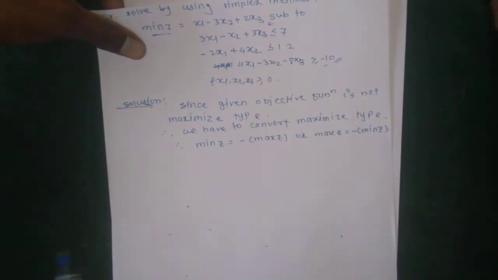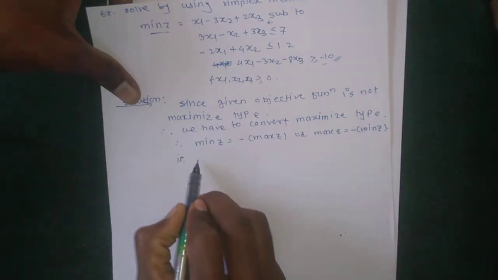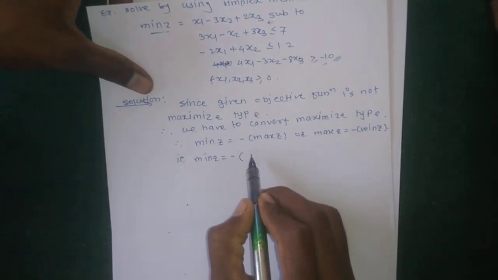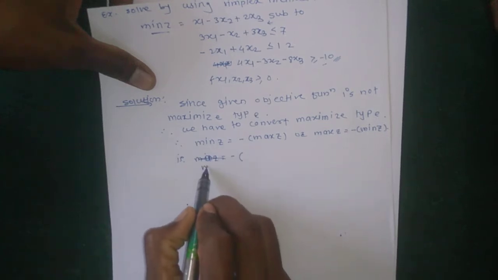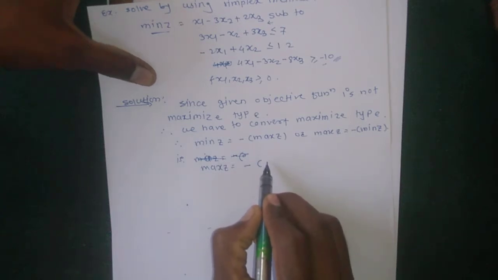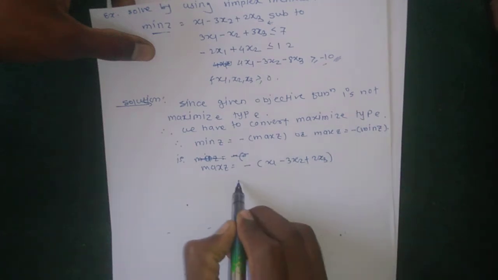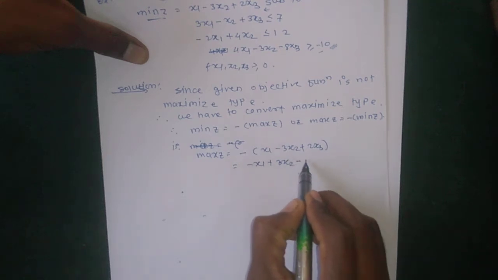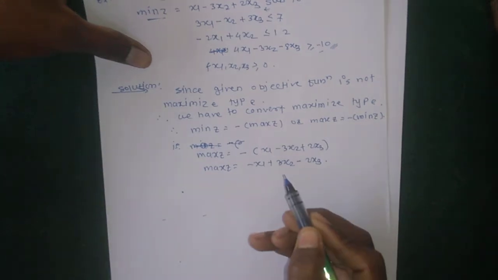That is, the objective function is minimize z is equal to minus of maximum z, so we directly write maximum z is equal to minus of minimize z. Minimize z is given as x1 minus 3x2 plus 2x3, so we get minus x1 plus 3x2 minus 2x3. This is the objective function of maximize type.